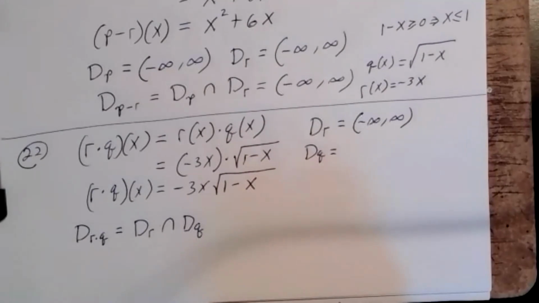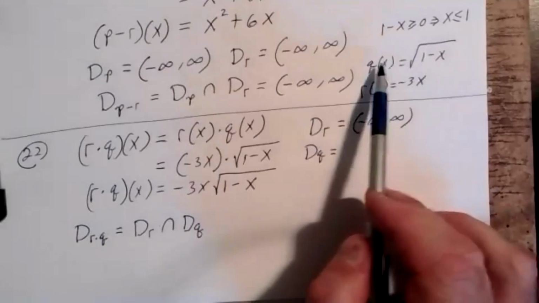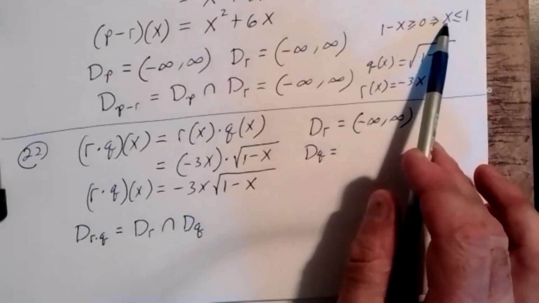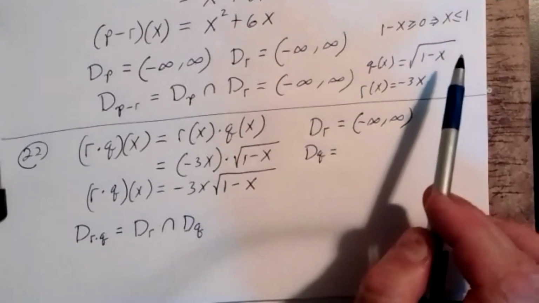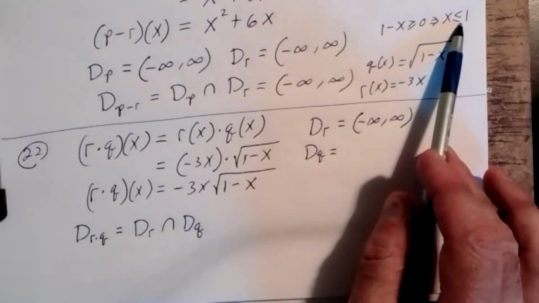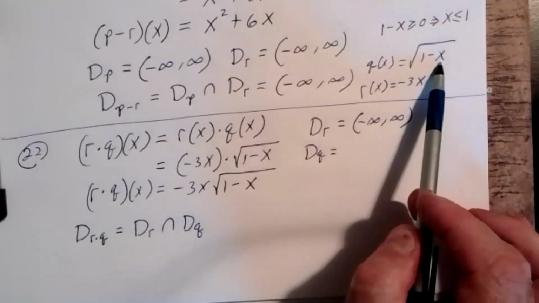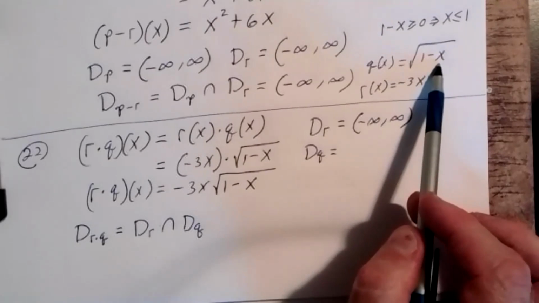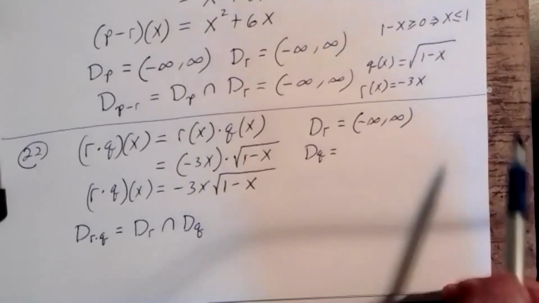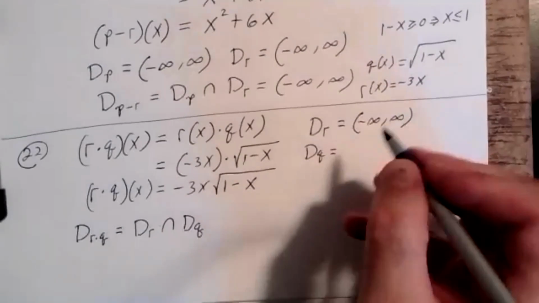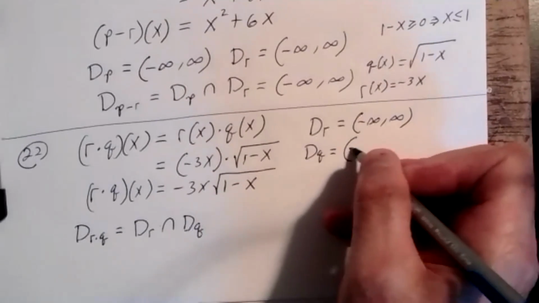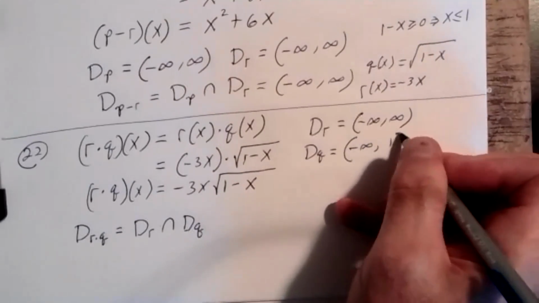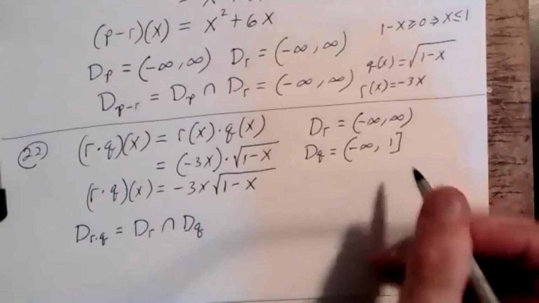So the domain of function Q requires that its input value X has to be any real number less than or equal to 1. If you try to put any value in larger than 1 in this function, it will not give you a real number output. It will be an imaginary or complex number output. So the domain of function Q is from negative infinity up to 1, including 1.